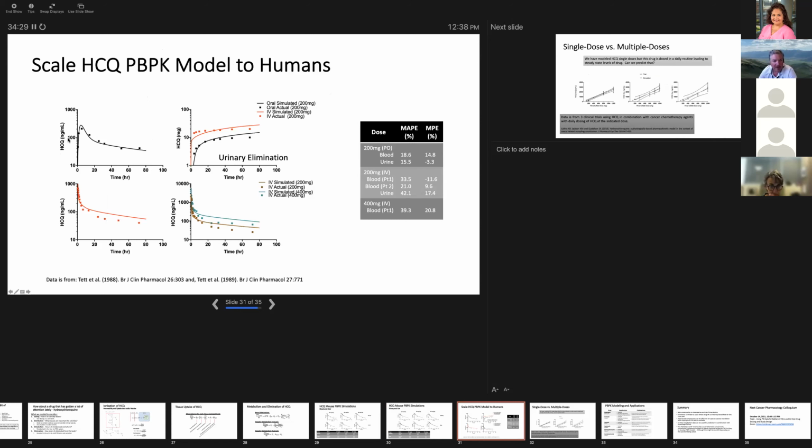So here's plasma levels from 3 different studies that we can predict pretty well. Our prediction errors are 20 to 30%. That's actually not bad because you're predicting these things de novo. And if you get within 2-fold, you're doing pretty good. We can predict urinary elimination. And so this scaling, we didn't have any human data except data we got from the literature, and we just scaled it and saw how it fit. And we were able to predict hydroxychloroquine disposition in these human patients.